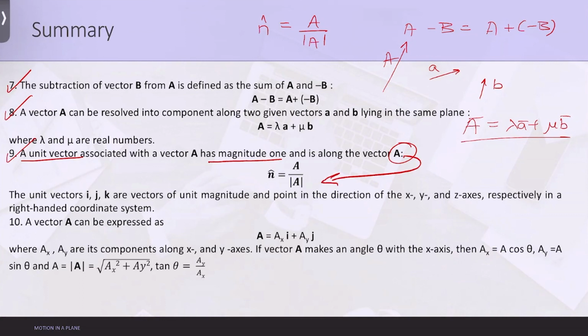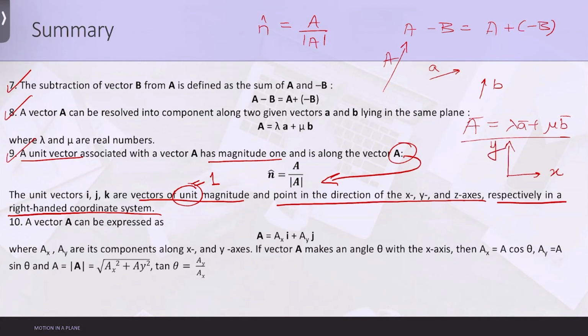Okay, the unit vectors i cap, j cap, and k cap are vectors of unit magnitude. Unit means 1. And they point in the direction of x, y, and z axis, respectively, in a right-handed coordinate system. Okay, respectively in a right-handed coordinate system is basically your x, y, z axis. So this is how it is being made. So this is x, this is y, and this is your z.